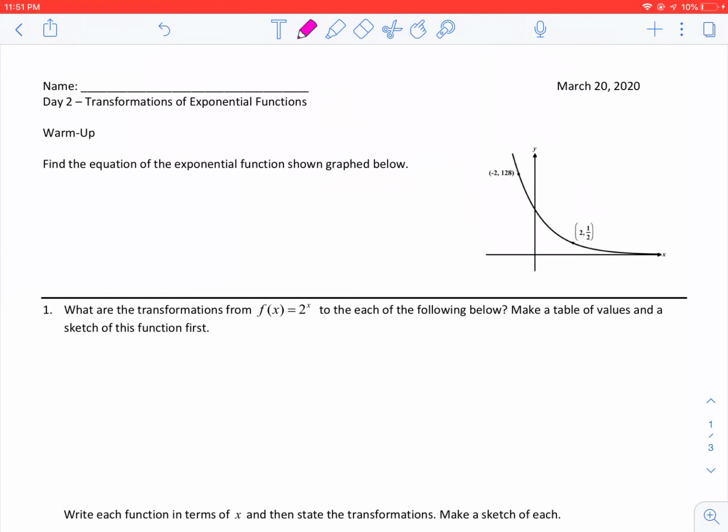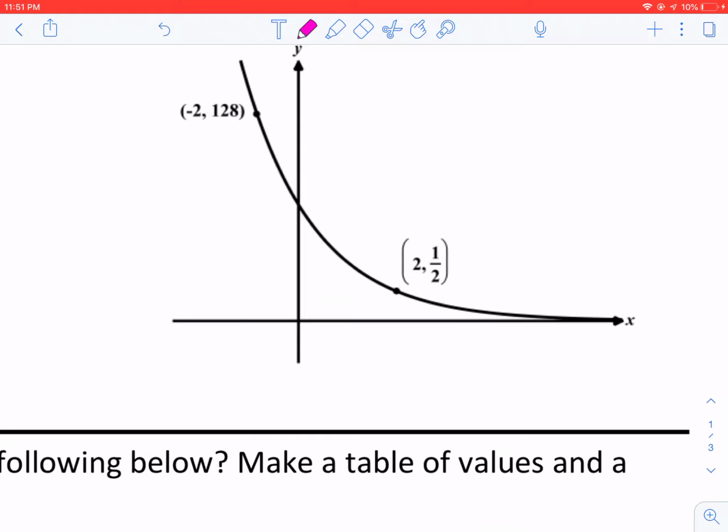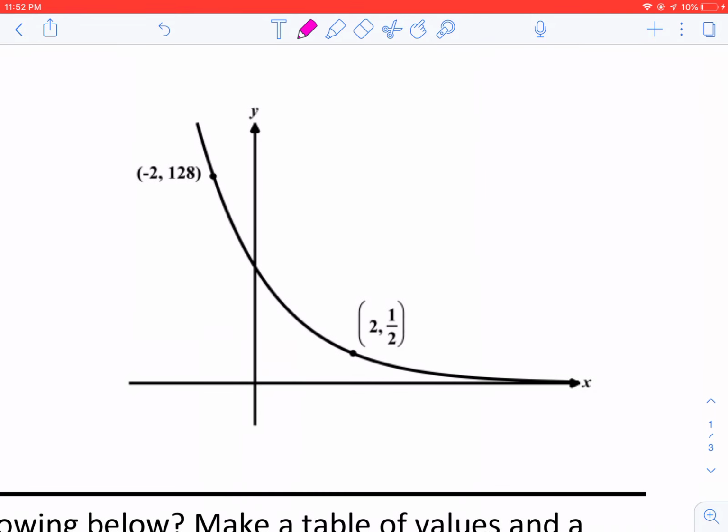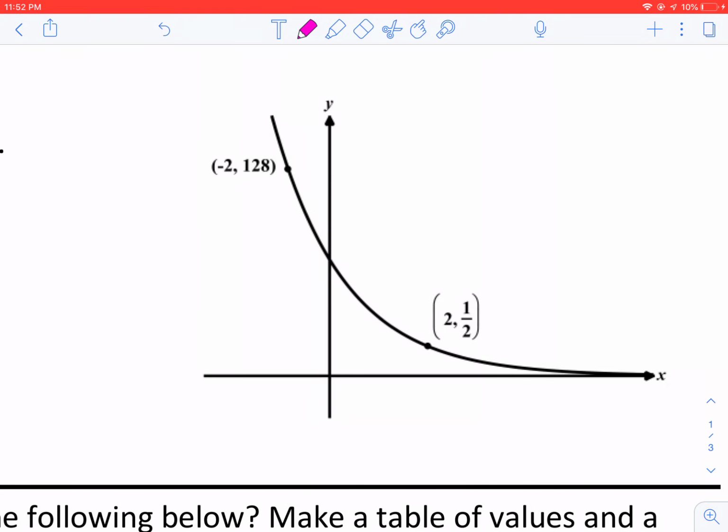Alright, so let's try this warm-up. If you want to take a minute or two, pause the video and give it a shot. Alright, so we are trying to find the equation of the exponential function shown over here. This question was pretty similar to the last question on the first assignment, which gave a couple of people a little bit of trouble. So let's take a look at it.